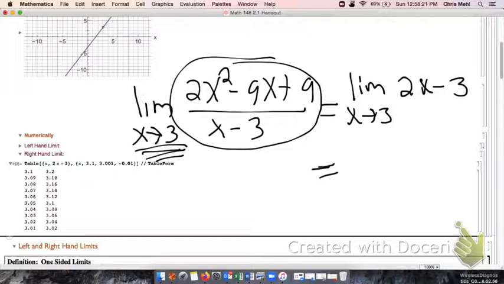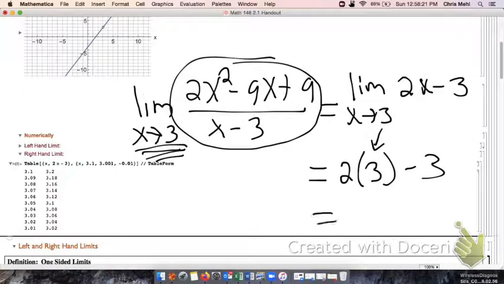And we're going to see eventually it does end up being true that for a limit of a polynomial, you just have to plug the limiting value in for x. So I'll just plug in 3 for x, because 2x minus 3 is a polynomial. 2 times 3 is 6, minus 3 gives me the same limit of positive 3.